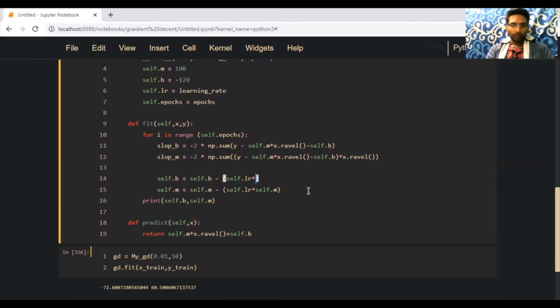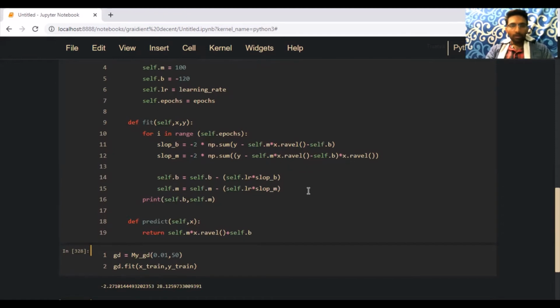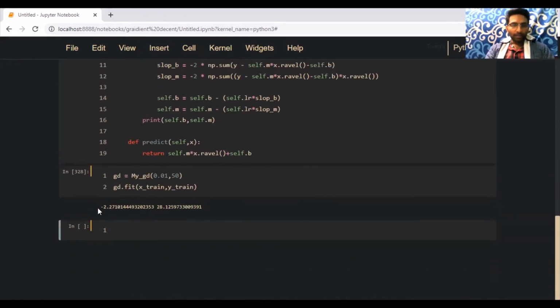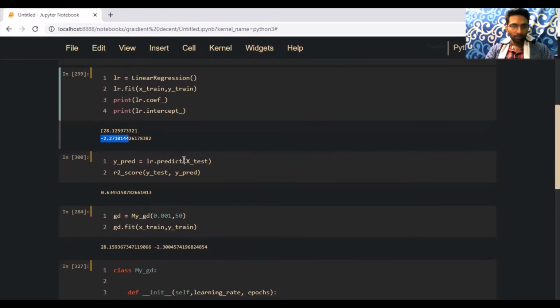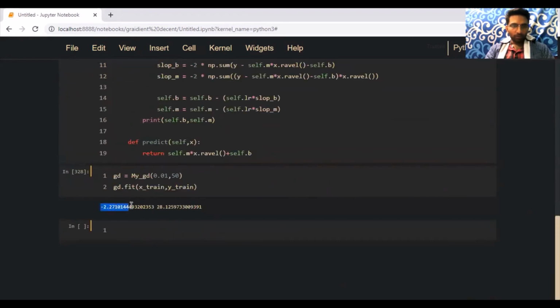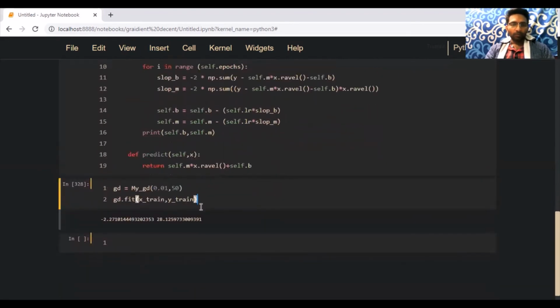Here we need to multiply with the slope we have calculated, slope of m. Right. Now you can see we are getting the exact coefficient, and the intercept value is 28.1259. So our linear regression model was giving 28.1259 and minus 2.27101. So we are getting exactly what was required.